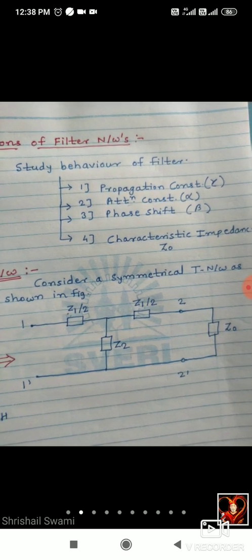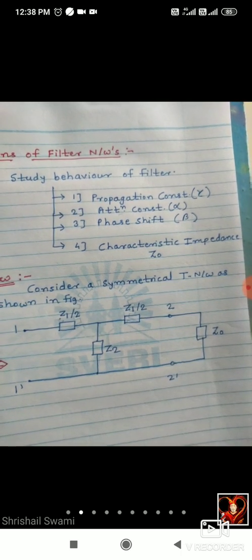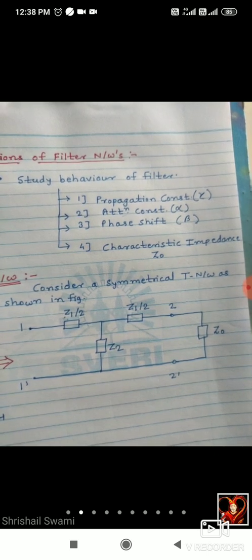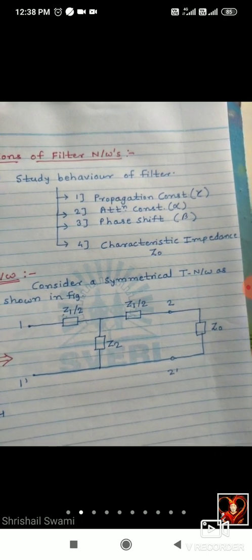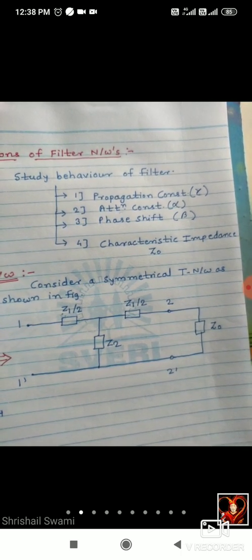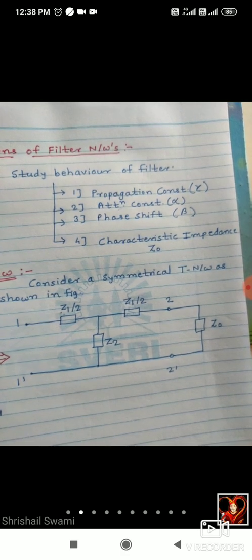The third point is phase shift, measured by beta. Phase shift means what? What is the phase at the input and what is the phase at the output? We have to cross check that. If there is any change or difference, then that can be measured with the help of phase shift.